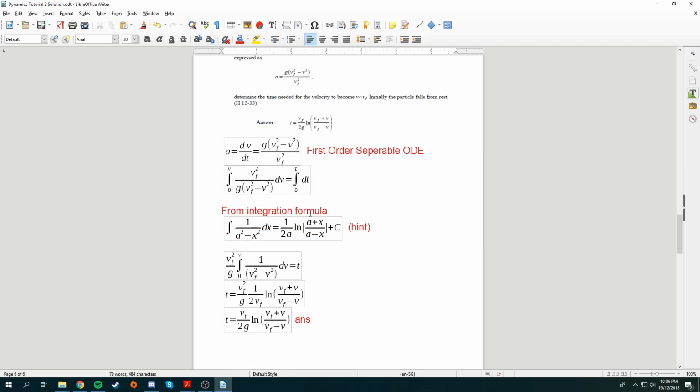we know that from the integration formula there is such an integral formula. So this is the hint for this question.